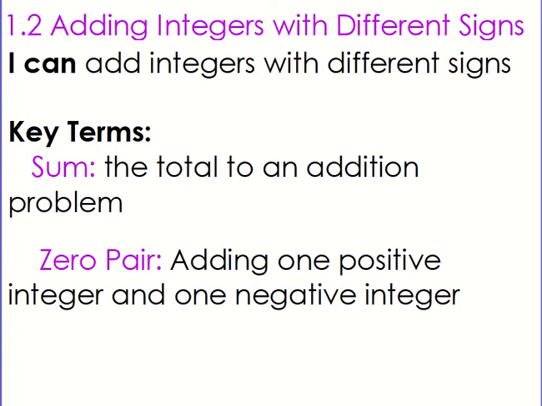Hey, period 4. So today we're going to do 1.2, adding integers with different signs. So same whole numbers, but with one positive, one negative, maybe it goes positive, positive, then a negative, but it's going to be different signs, not just positive, positive, and negative, negative. We're still adding. We're just going to do different signs. So our I can is: I can add integers with different signs.